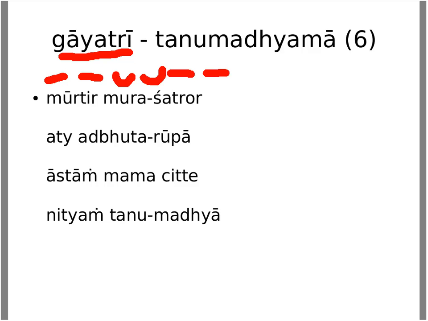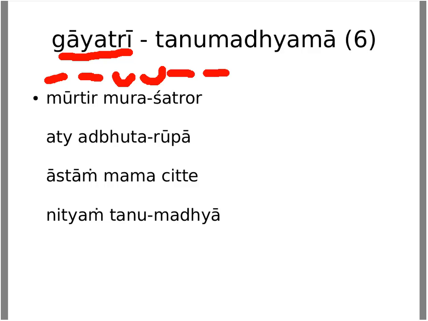Notice that you have ati, meaning excessively. The i becomes a y here. And when we pronounce it, we'll say atyad buddharupa. So it's as if we're saying at yad, but we let it flow a little bit. Atyad buddharupa astam mama chitte nityam tanu madhya. So you see how that flows? I'll say it again once more. Murtir mudashatror atyad buddharupa astam mama chitte nityam tanu madhya.